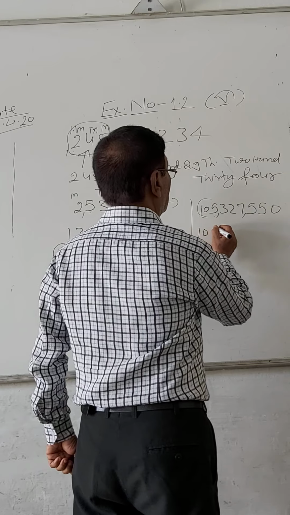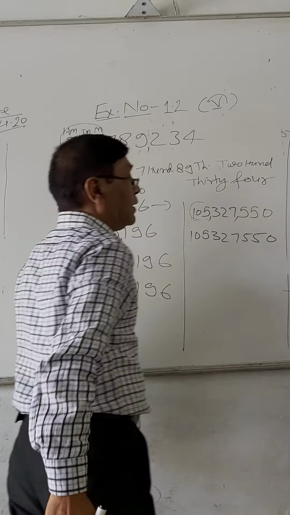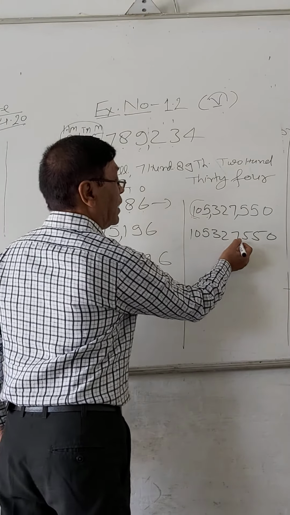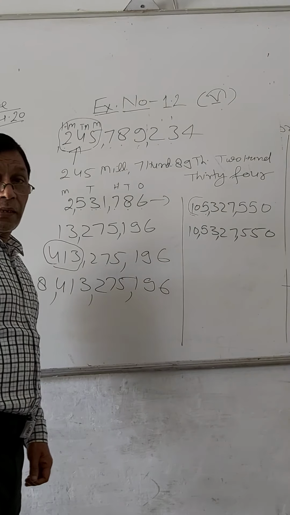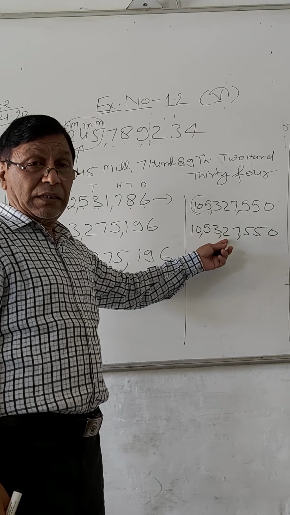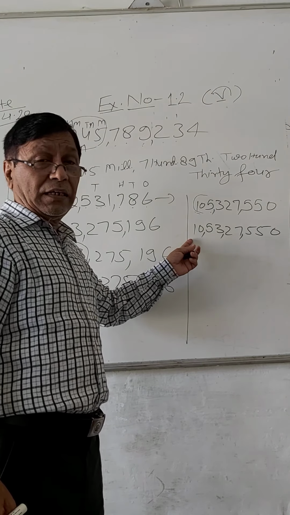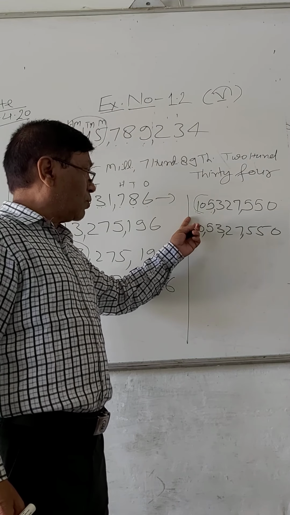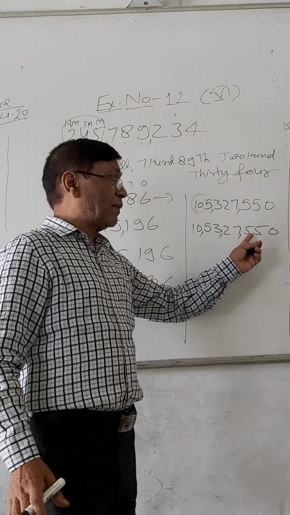Now this number, if you have to read it in the Indian system, what will you read? Suppose 105327550. In the Indian system, how do you put the comma? After 3 places, then 2 places. This is the ones, tens, 100, 1000, 10,000. In this one, 100,000 is not there, then again lakhs, 10 lakhs, crore, 10 crore. So this is 10 crore 53 lakhs 27,550. So this is the only difference between the Indian system and the international system.